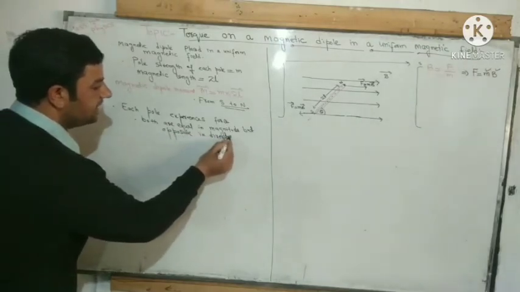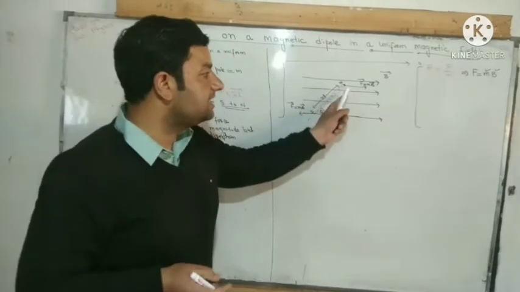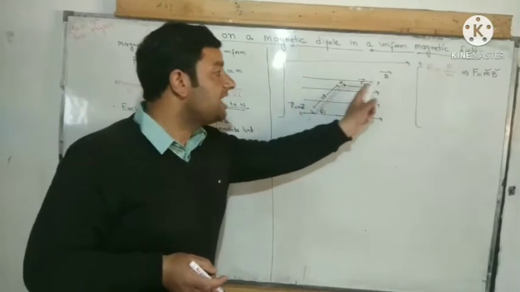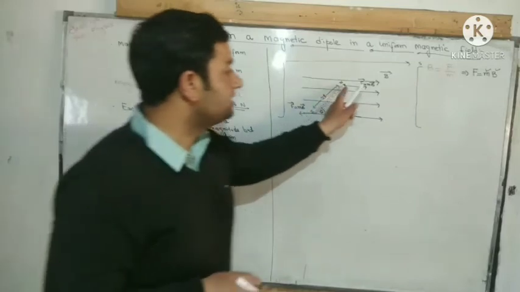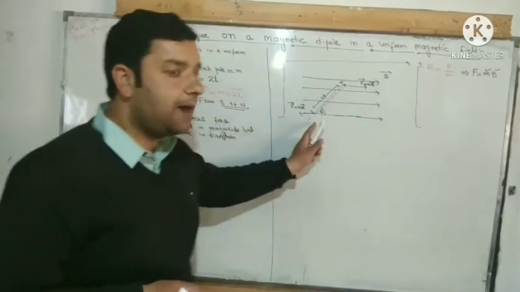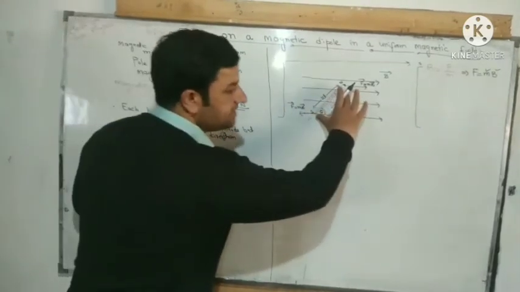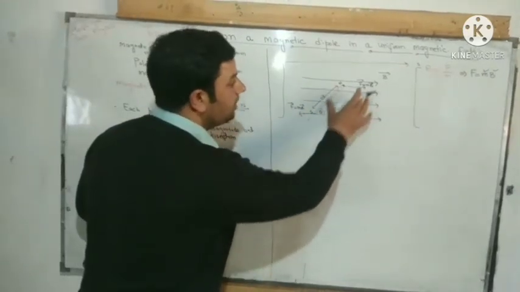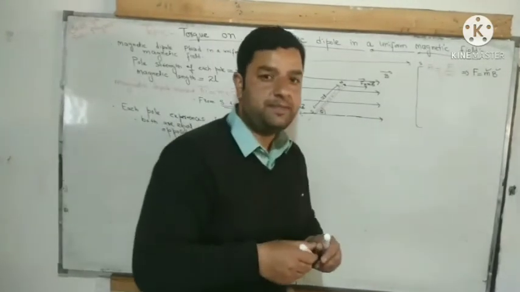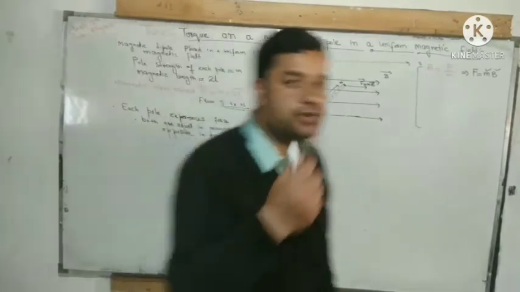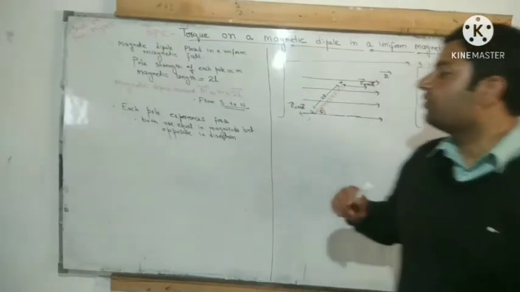Whether it is the north pole or the south pole, in a uniform magnetic field both experience equal force, but the direction is opposite, along the direction of B and opposite to the direction of B. That means this magnetic dipole experiences two equal and opposite forces. So the translational motion is equal to 0.